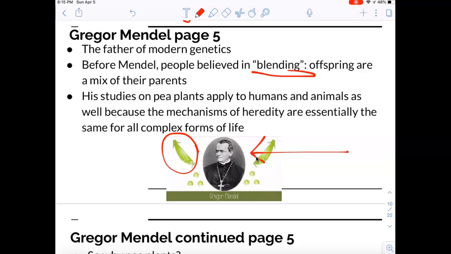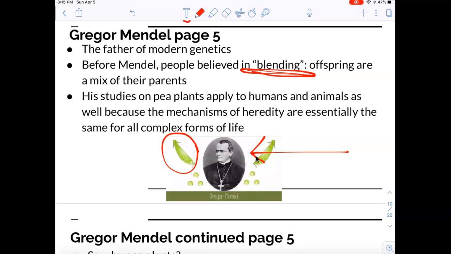What was assumed to be true is something called blending, where offspring is just a mix of their parents. So if I had blue eyes and my future husband that's non-existent had brown eyes, our kid's eyes would be green. If I'm blonde, and my future non-existent husband has dark brown hair, our kid would have brownish blonde hair. If I'm 5'8" and my future non-existent husband is 6'10", a girl can dream, our kid would be 6'3". Okay, that's what they just assumed to be true.